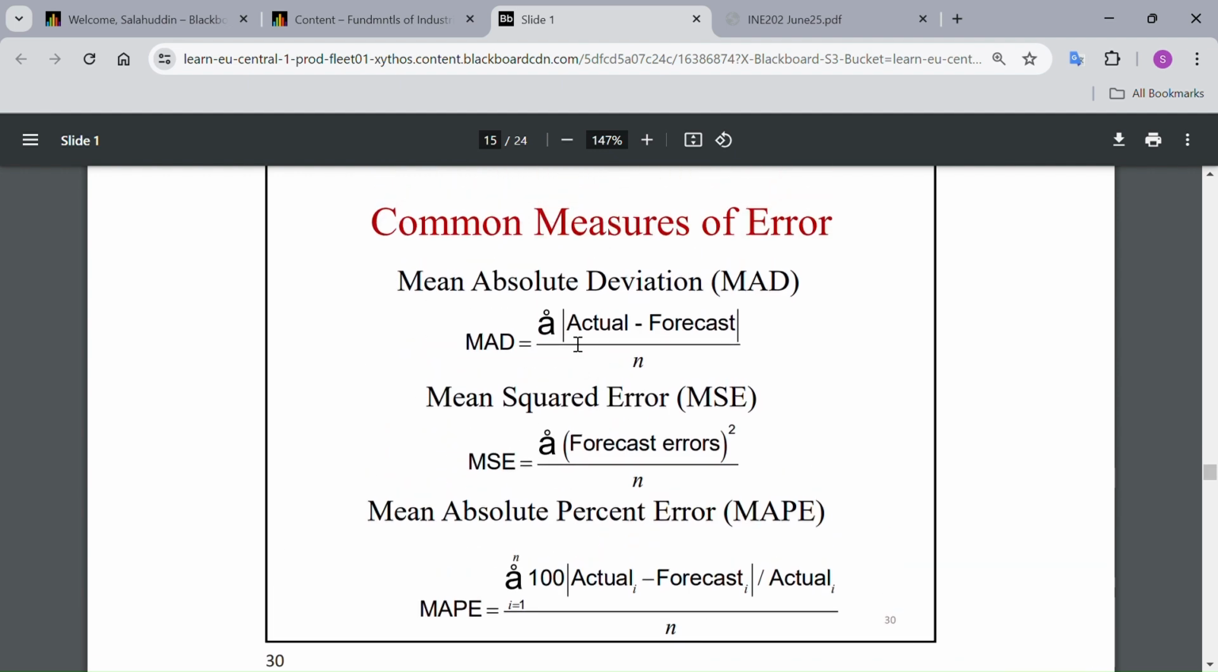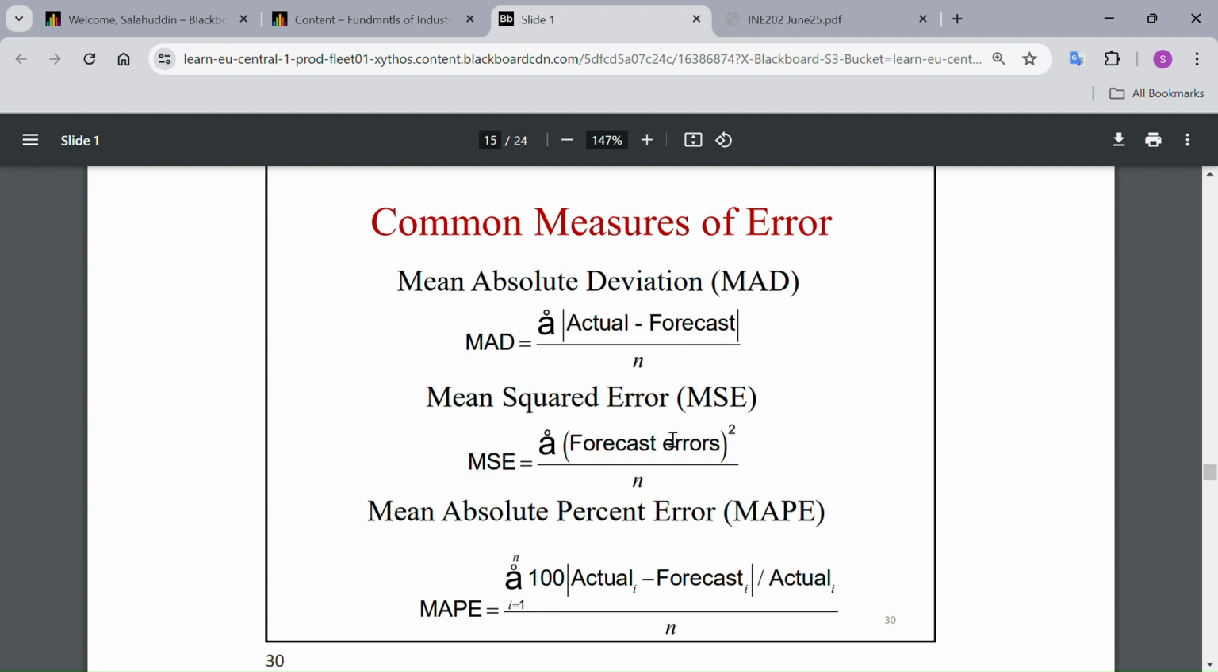Someone may ask, what is the difference between the MAD and the MSE? They both take the forecast errors and then divide them by the number. But the difference is that here we have a square, and here we don't have a square. Does this affect the value? I would like to tell you, yes, it does affect the value and it does affect the final error.